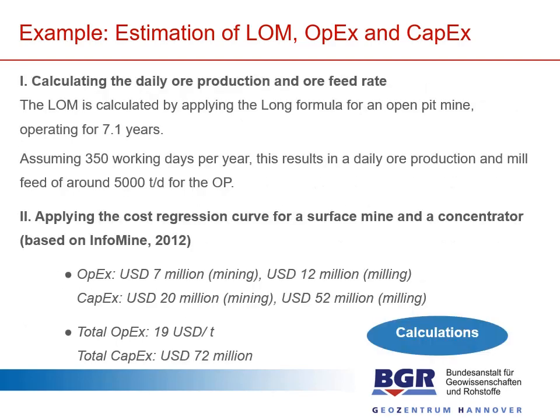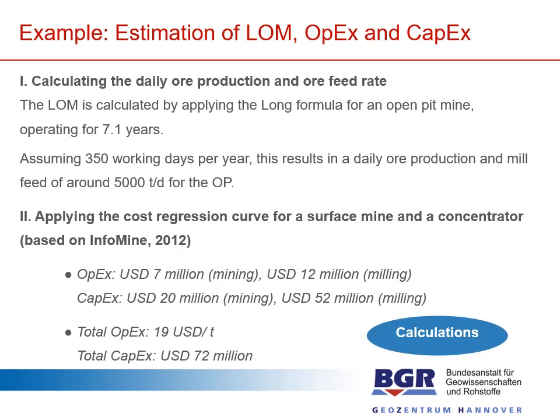So first of all, we have to apply the formula of Long, which is 0.123 times reserves or resources to the power of 0.65. And in this case, we have 12.5 million tons, and this gives us an annual throughput of around 5,000 tons per day for an open pit operation. So 5,000 tons of ore plus 10,000 tons of waste in this case. And so we will have a life of mine of around 7 years.